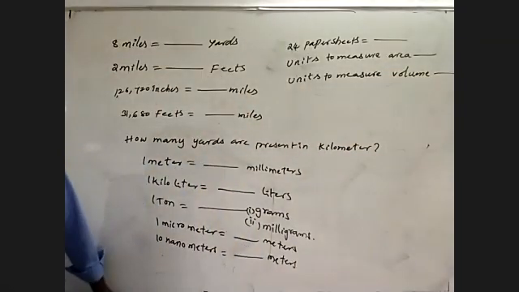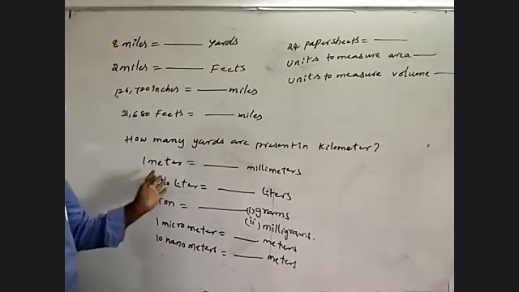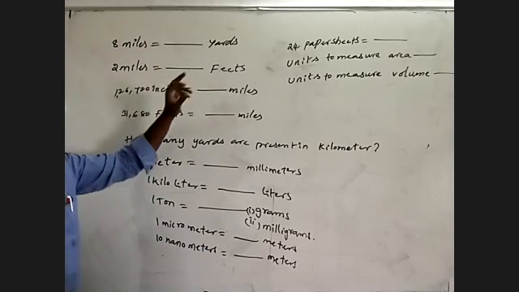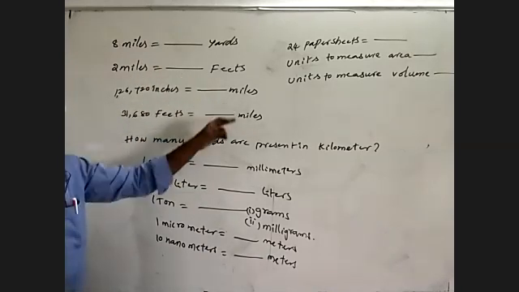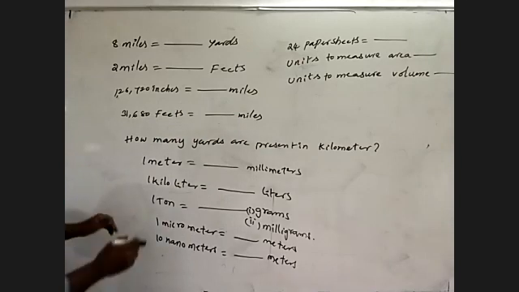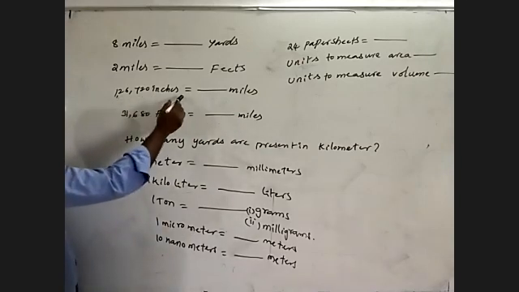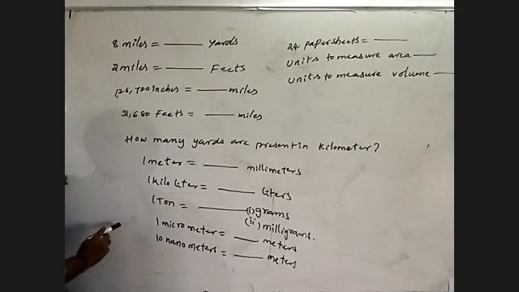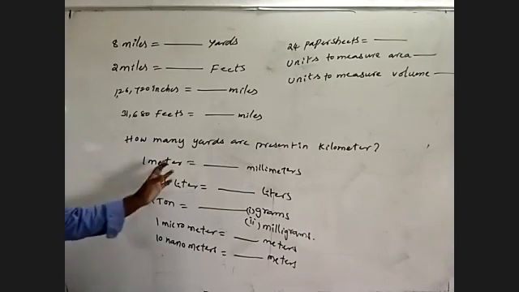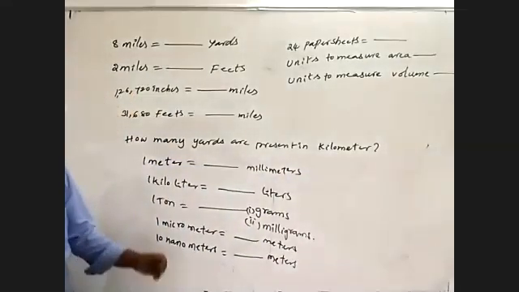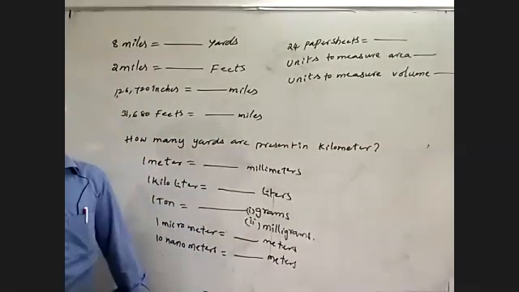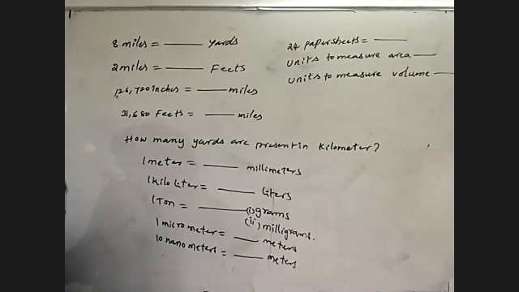Those are the topics to do at your home. 8 miles is equal to how many yards, 2 miles is equal to how many feet, 1,26,720 inches are equal to how many miles, 31,680 feet are equal to how many miles, how many earths are present in a kilometer, 1 meter is equal to how many millimeters. Questions like what I am giving to you. Note down and solve that.